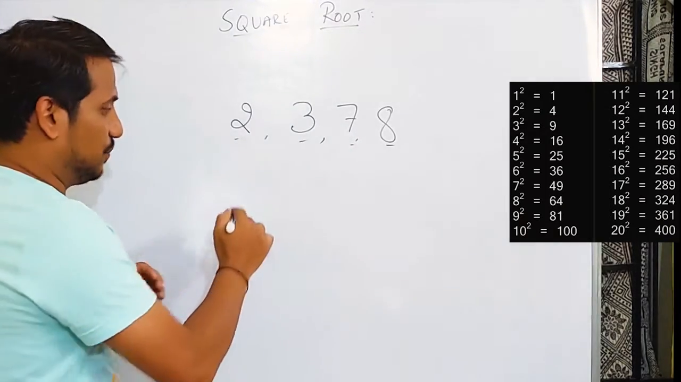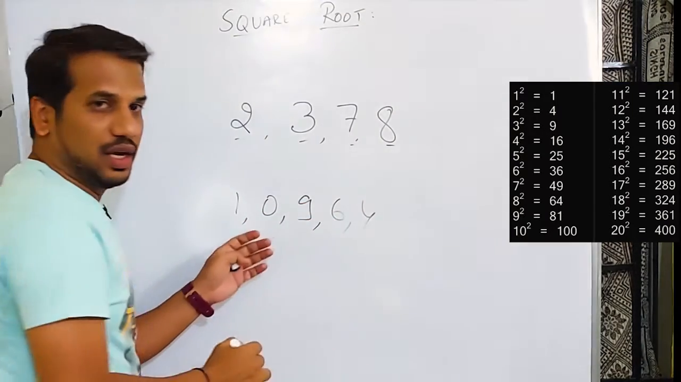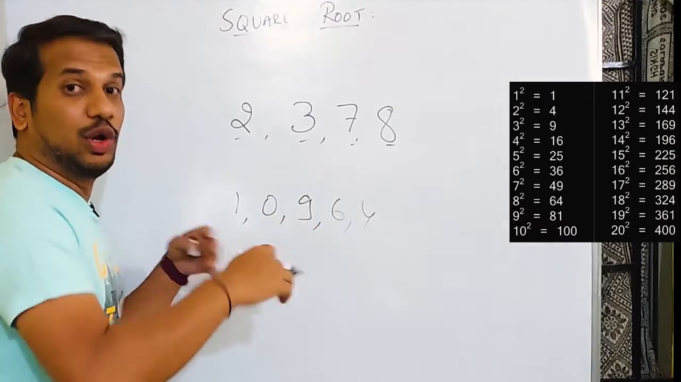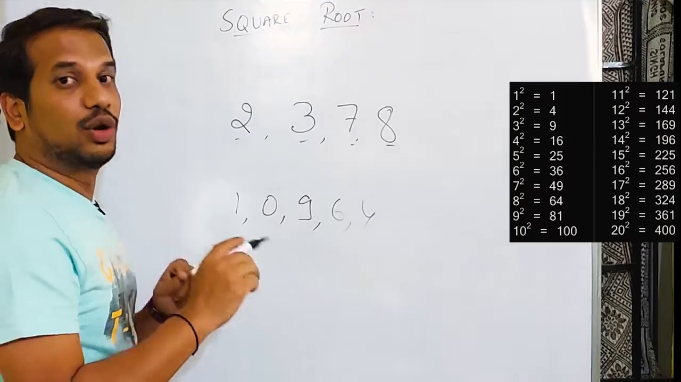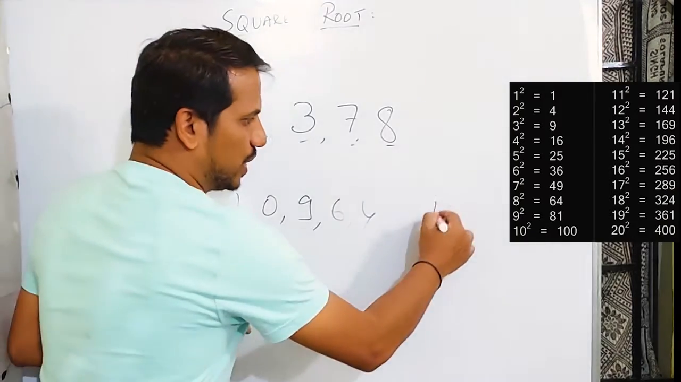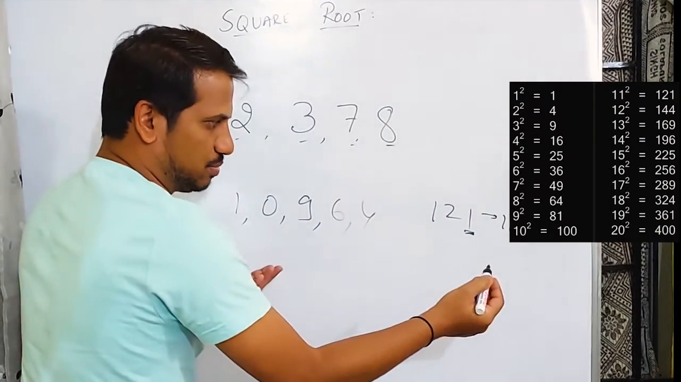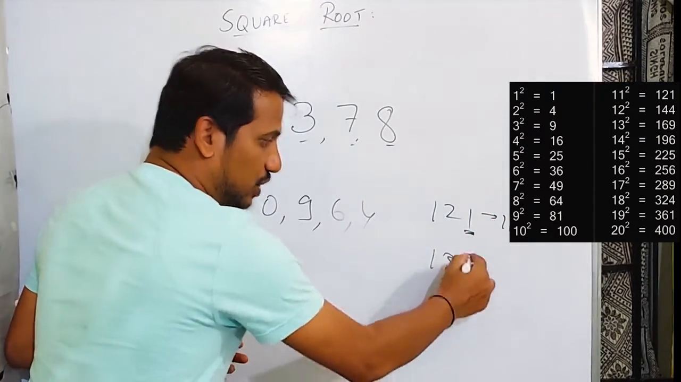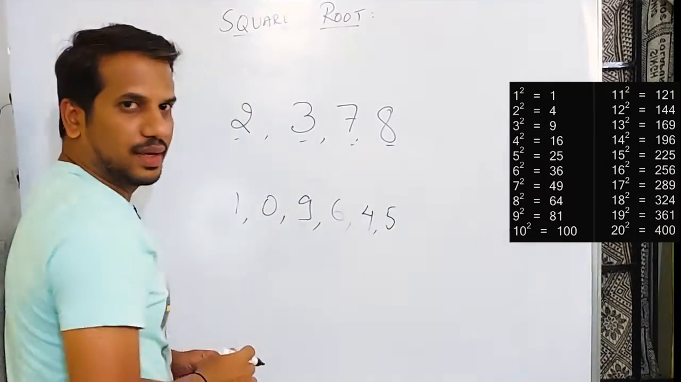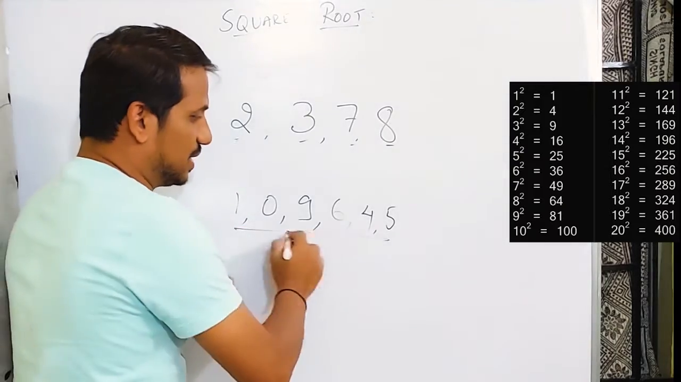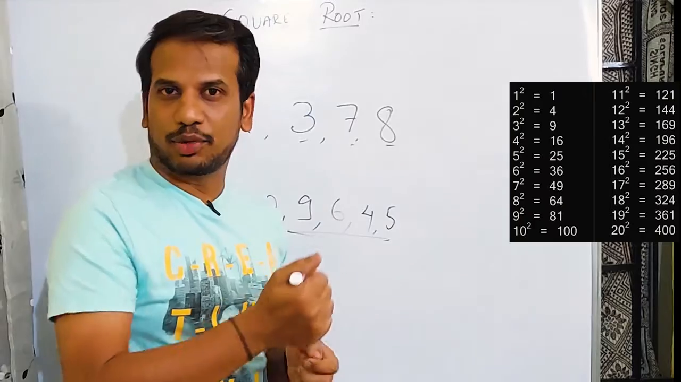That doesn't mean that if it is ending with 1, 0, 9, 6 or 4, it will always be a perfect square. There are chances that it will be a perfect square, but not always. The best example: 121 ends with 1, its square root is 11, so it is a perfect square. But 131, even though it is ending with 1, there is no chance that this will be a perfect square. So if the numbers end with these digits, there is a chance that it will be a perfect square. Okay, so let's see the problems then.